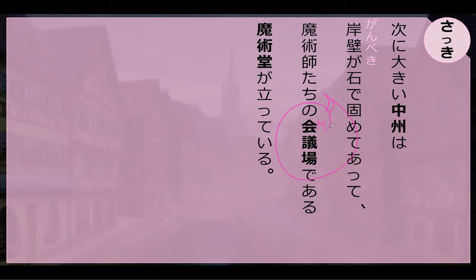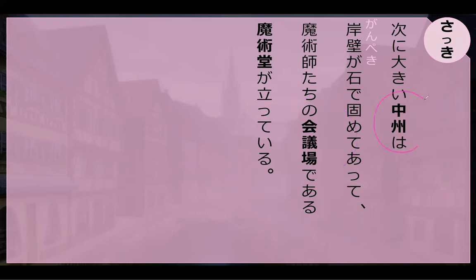Kai, kai for meeting, gi also for meeting. Kaigijo, or ba, Kaigijo. Ba is jo in this context. Jo is a place, a site, a location, where you meet.